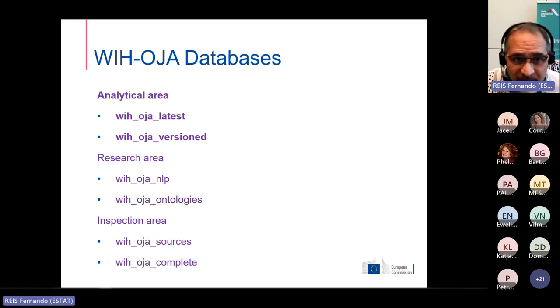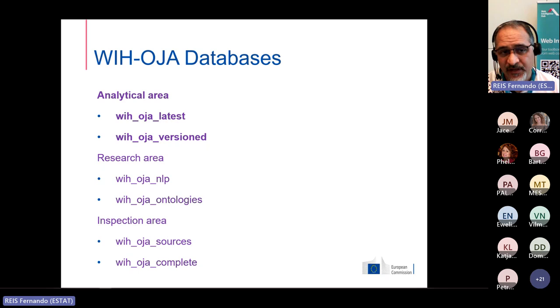In the analytical area, we have two databases, one data flow outcare, I would call, and we call it, in fact, in the wiki, the OJA, and this is the classified data. These are the ones we're going to look at now.